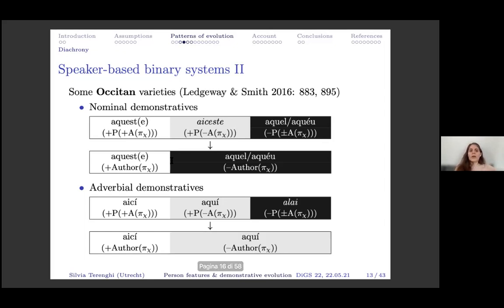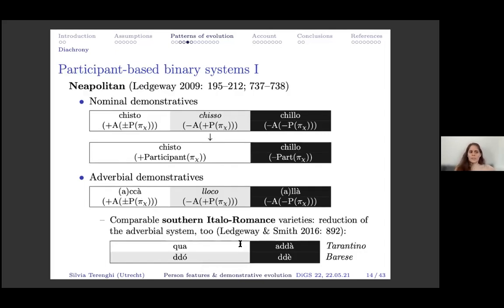In Occitan, we see a similar reduction, but this time with a morphological mismatch in the adverbial demonstrative. So while in the nominal domain, the hearer-oriented semantics and morphology are equally lost, in the adverbial domain, only the hearer-oriented semantics is lost. But its exponent, aquí, is reanalyzed as the non-speaker-oriented form. Turning to participant-based binary systems instead, well, we need one preliminary observation here.